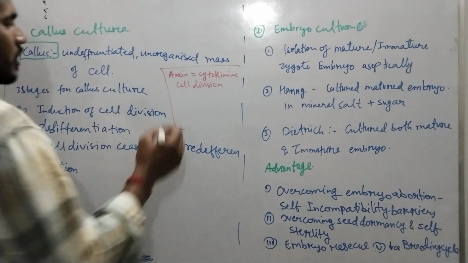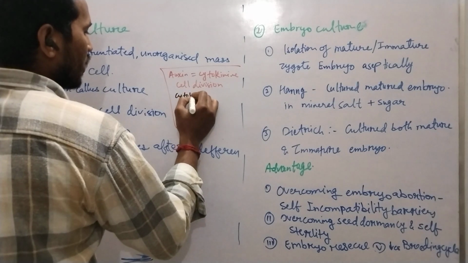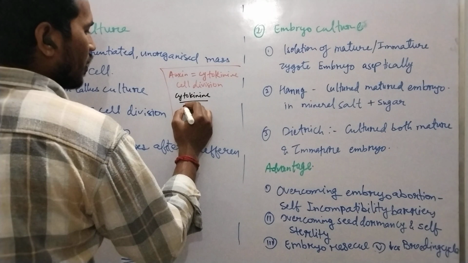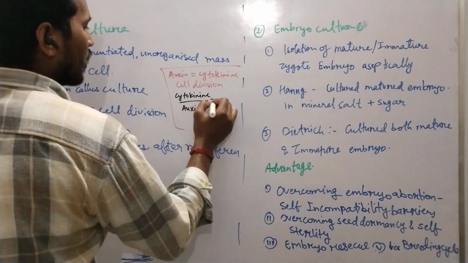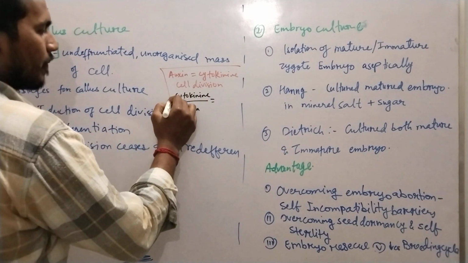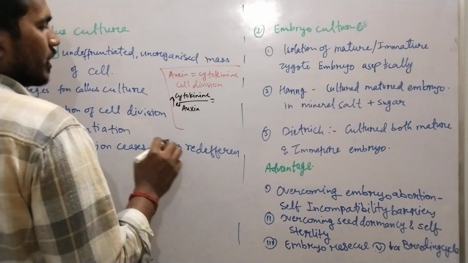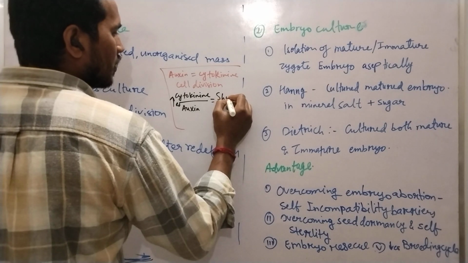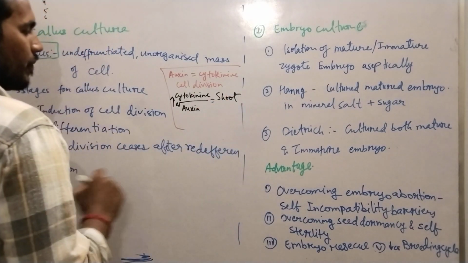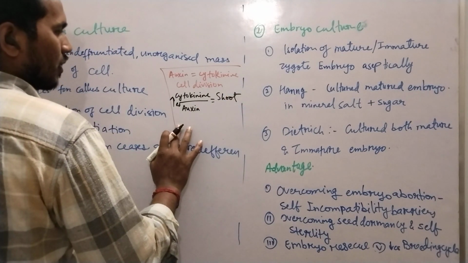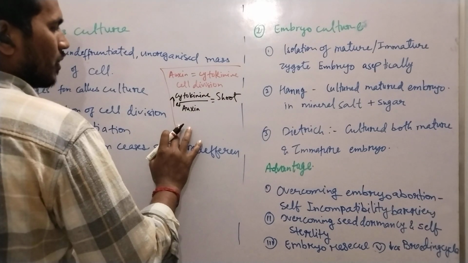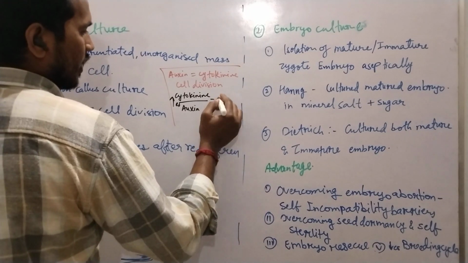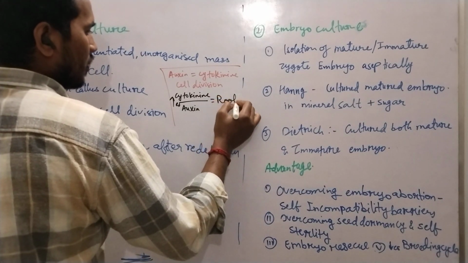So the cytokinin by auxin ratio, if it is very high, then it will give shoot. Okay. Or I think root. Wait. If it is very high, it will give you the root formation.